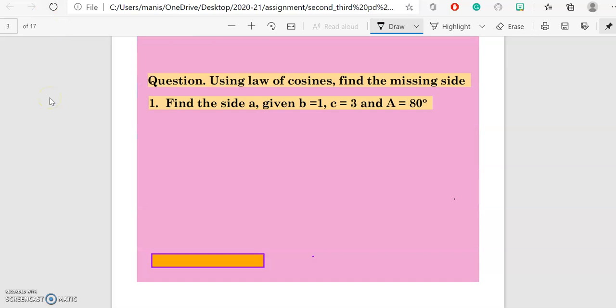Using law of cosines, find the missing side. So we have to find lowercase a, and the question clearly says use law of cosines. So I will use my formula. My formula will be a squared. Since I have a squared over here, what is left in my formula? b squared plus c squared minus 2, and I will use these two letters over here, bc, cosine of uppercase A.